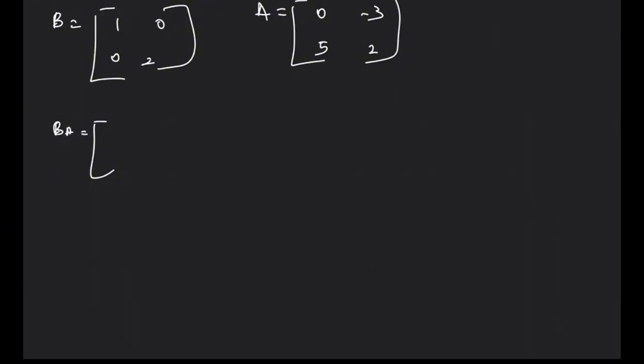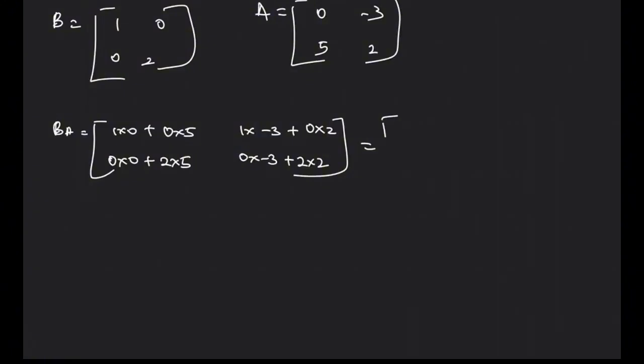So that means it's going to become 1 times 0 plus 0 times 5, then times the second column now: 1 times minus 3 plus 0 times 2. Then also we take this row to multiply the columns now. So it becomes 0 times 0 plus 2 times 5. Then the next one is to multiply this other column now. That's 0 times minus 3 plus 2 times 2.